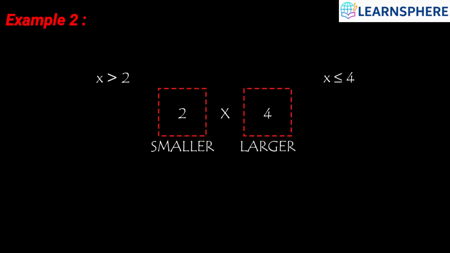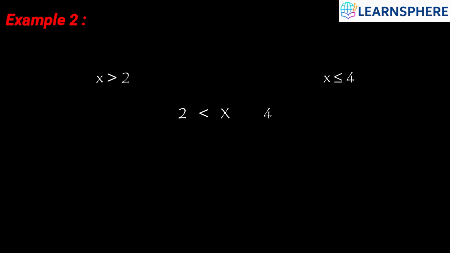Next, from the left-hand side, we have x > 2, so we draw an arrow pointing towards 2. And on the right-hand side, we have x ≤ 4, therefore we draw an arrow pointing towards x.